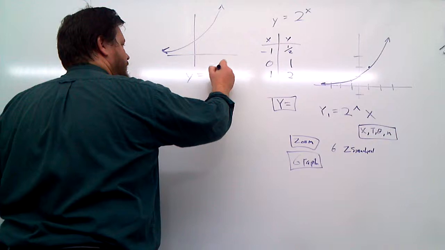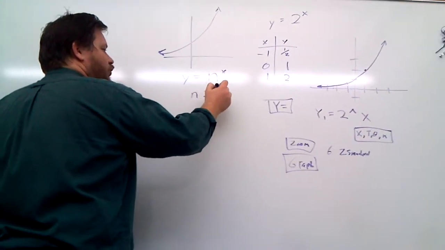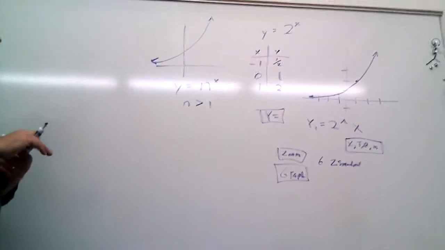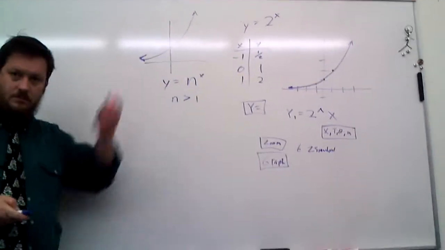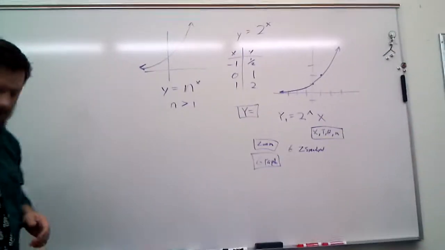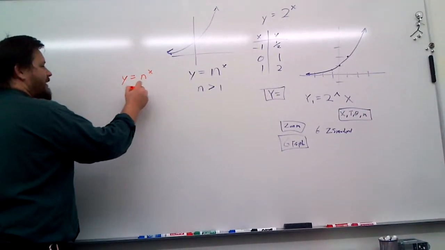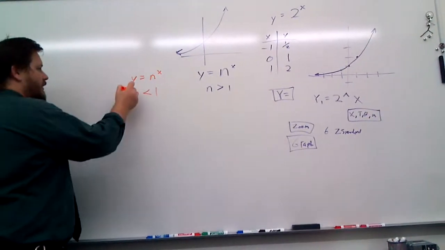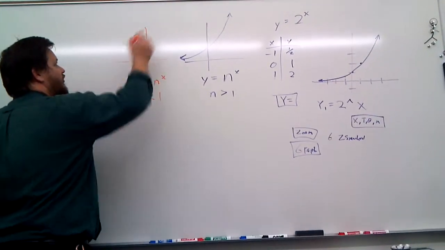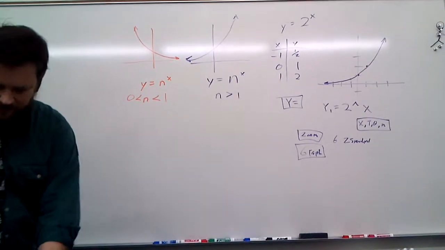And I'll just call it n, some number to the x power, but this is when n is greater than 1. It looks a little bit different if n is less than 1. For the same type of equation, when n is less than 1, and I should also specify above 0, with some fraction, it's the same basic shape, except it goes this way. So let's do an example like this.